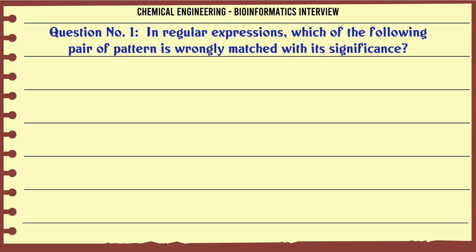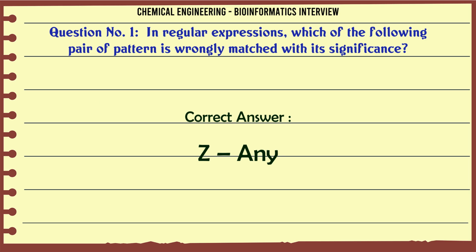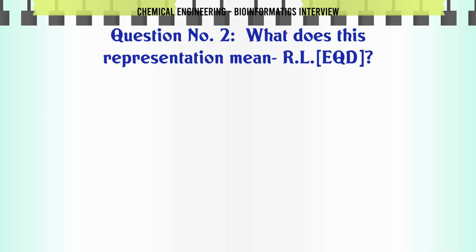In regular expressions, which of the following pair of pattern is wrongly matched with its significance? A. or B, not. C. repeats. D. Z, any. The correct answer is Z, any. What does this representation mean?